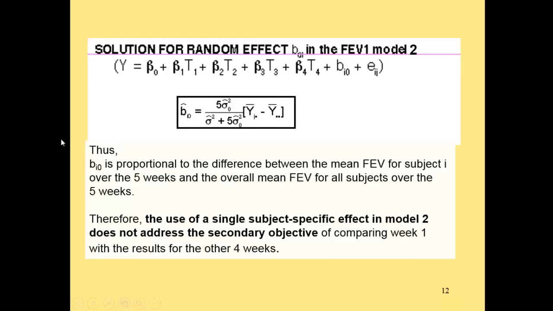This is the mean for subject i. This is the grand mean, or the overall mean. So b_i0 is proportional, using this coefficient, to the difference between the mean FEV for subject i over the 5 weeks and the overall mean FEV over the 5 weeks. You'll get 40 different estimates. Again, this will not answer that red question. This random intercept doesn't say anything about whether changes over the 5 weeks are different between subjects. So it doesn't say anything about a difference in the differences question.